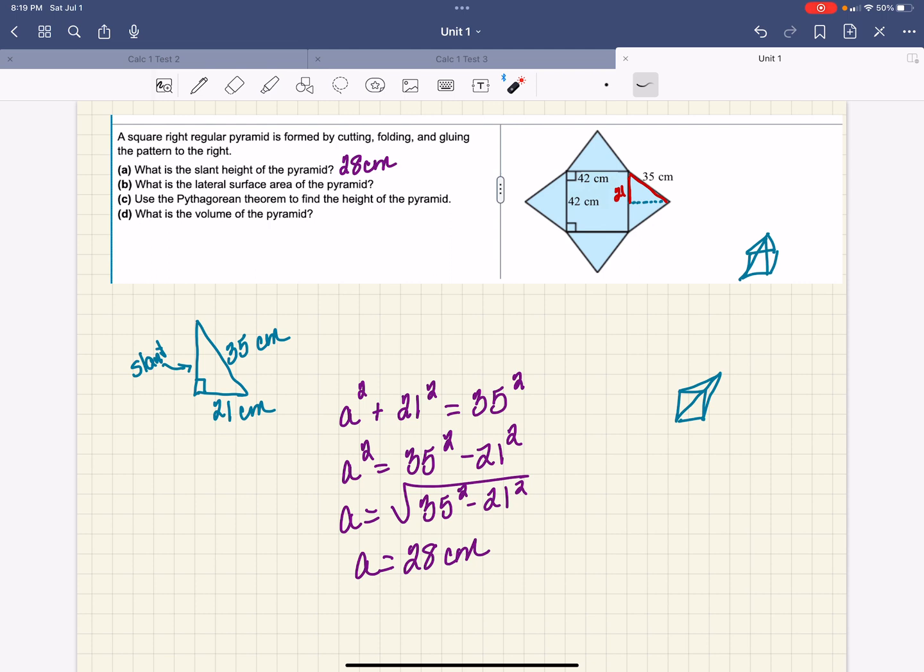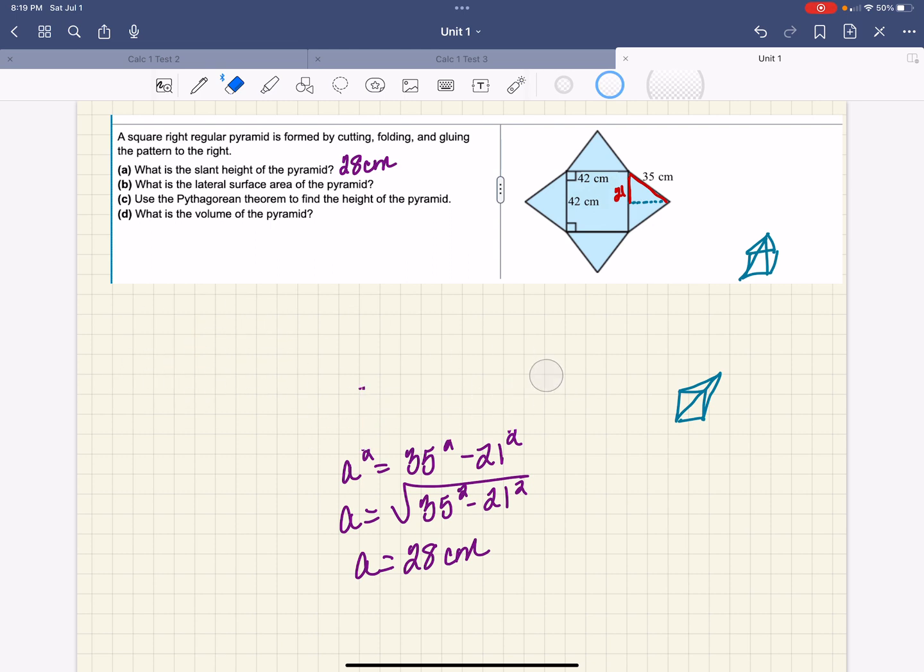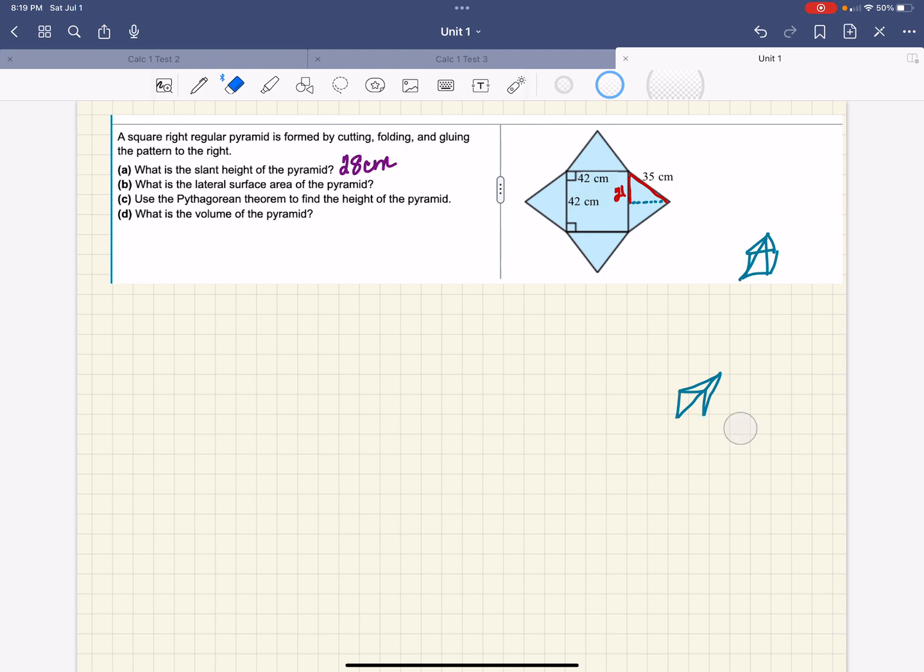Definitely too many things to memorize. So let me erase this because now we're talking about the lateral surface area. You also have a formula for the lateral surface area. It is going to be 1/2 the perimeter of your base. So the perimeter of our base is this square right here, times my slant height.